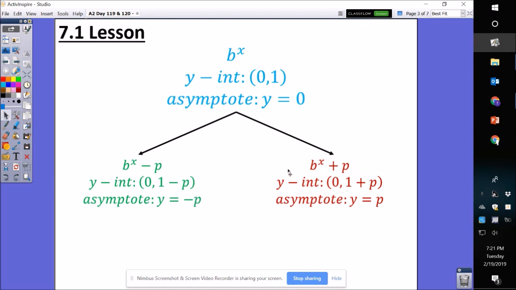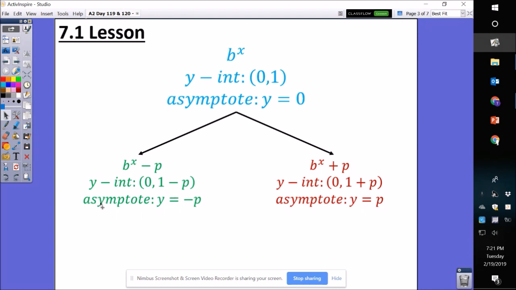Now let's take a look at the other types. On the left side, we have b to the x and then minus p, where p represents any number. If you have a function where it's b to the x minus p, then the y-intercept is going to be (0, 1 minus p). So when you have a minus p, that means it will change the y value of your y-intercept. It only changes the y value of the y-intercept.